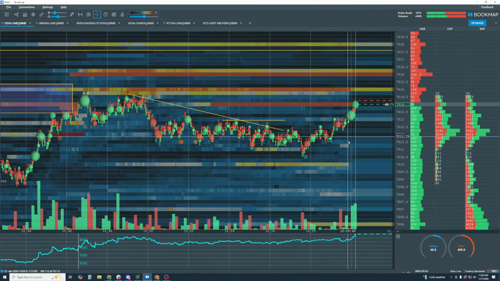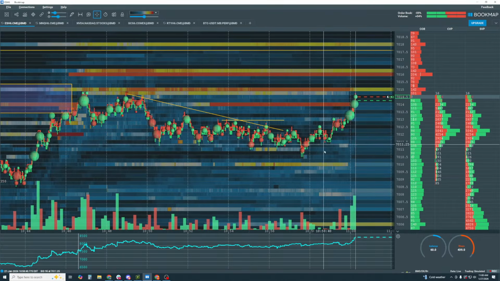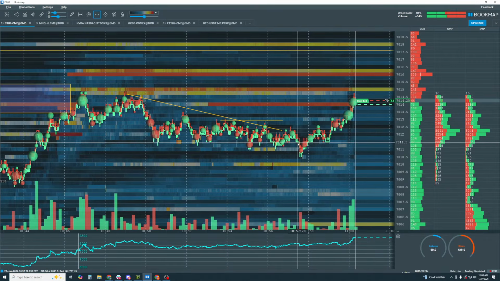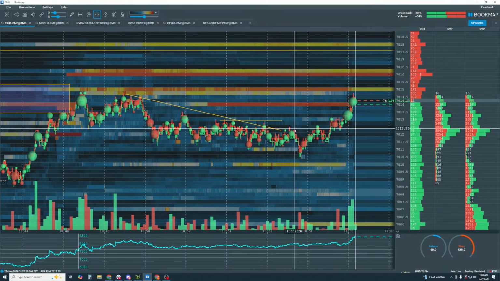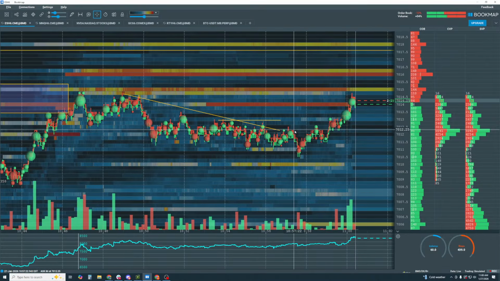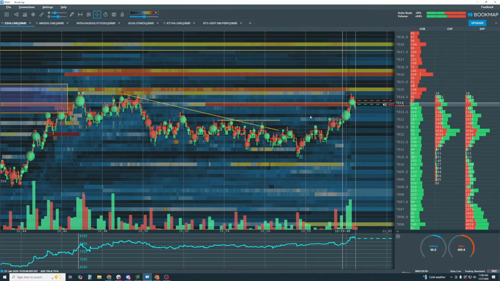Okay, there's our 14. And let's see if we can get a continuation move. And then we'll jump over to Bitcoin then. If it starts to chop around up here, we'll jump over to Bitcoin.